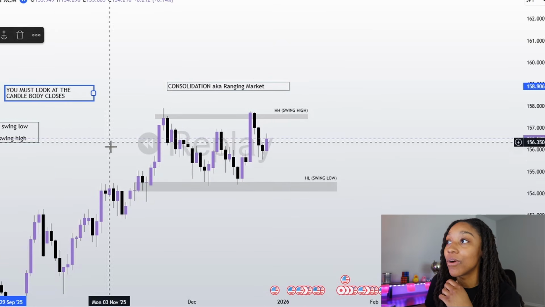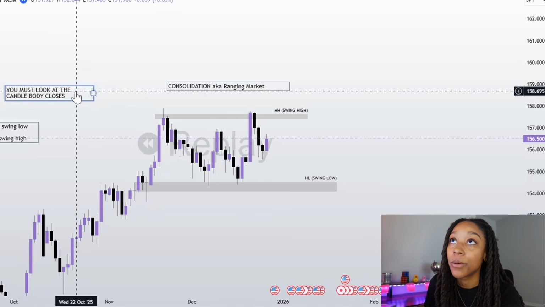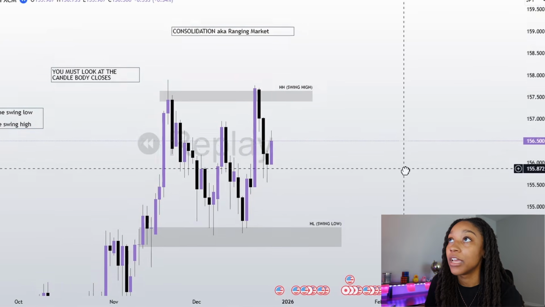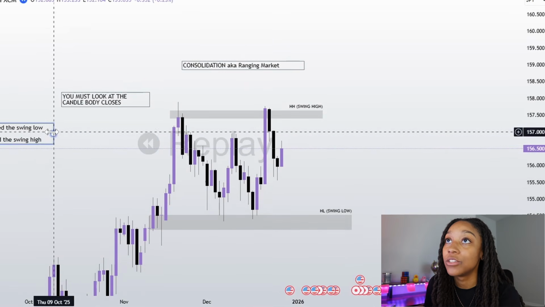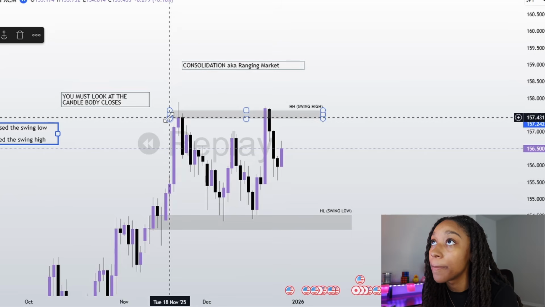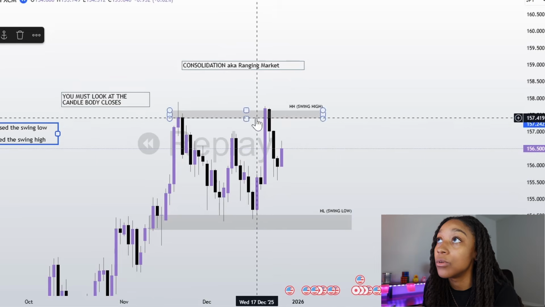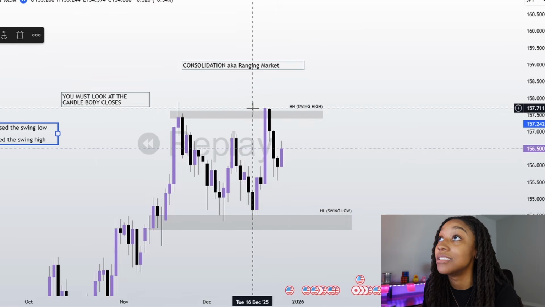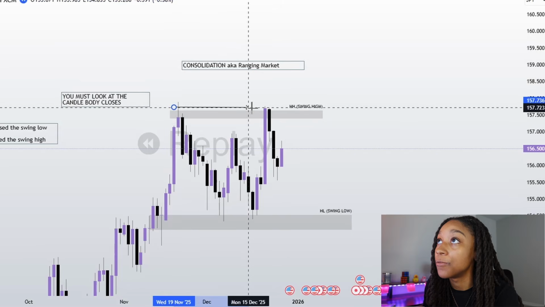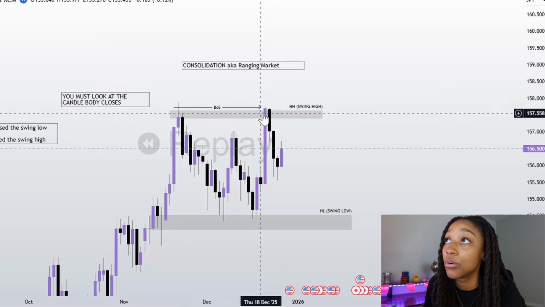I just missed it. But right here, remember how we said you must look at the candle body closes, right? Okay, so right here, and if you caught this, great job. As you can see, we closed the bodies right here, right? Price came down, and what happened? It was very slight, but the candle bodies did close above this level. You see, we do have a break of structure officially right here, right? So we finally broke structure, right?